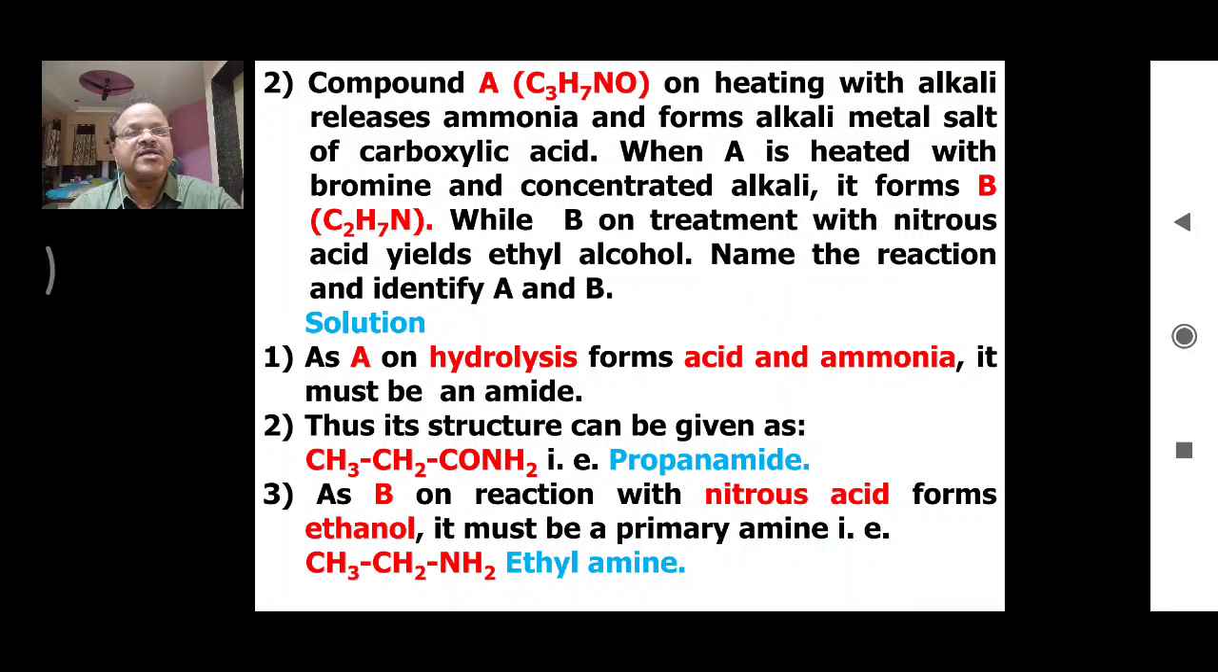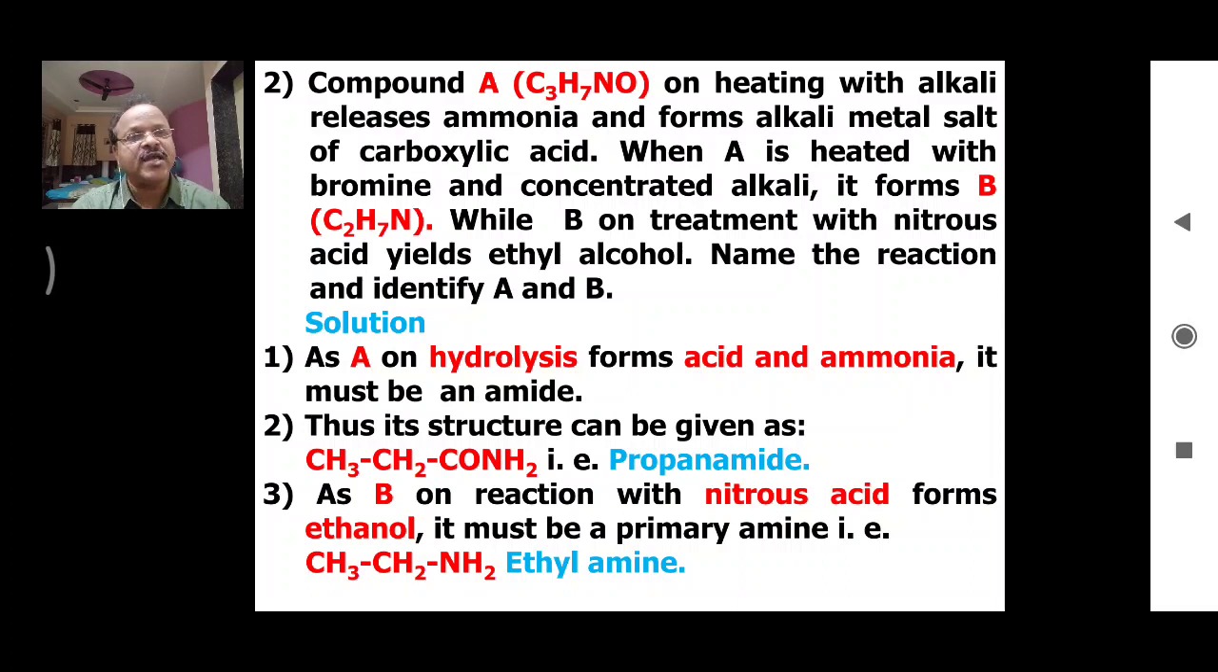Now let us consider the second problem. Compound A having molecular formula C3H7NO on heating with alkali releases ammonia and forms alkali metal salt of carboxylic acid. When A is heated with bromine and concentrated alkali, it forms B having molecular formula C2H7N. While B on treatment with nitrous acid yields ethyl alcohol.